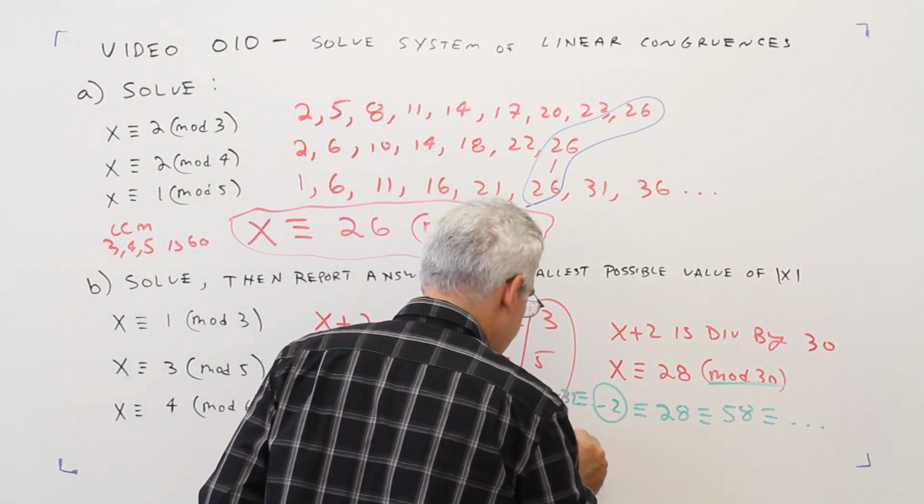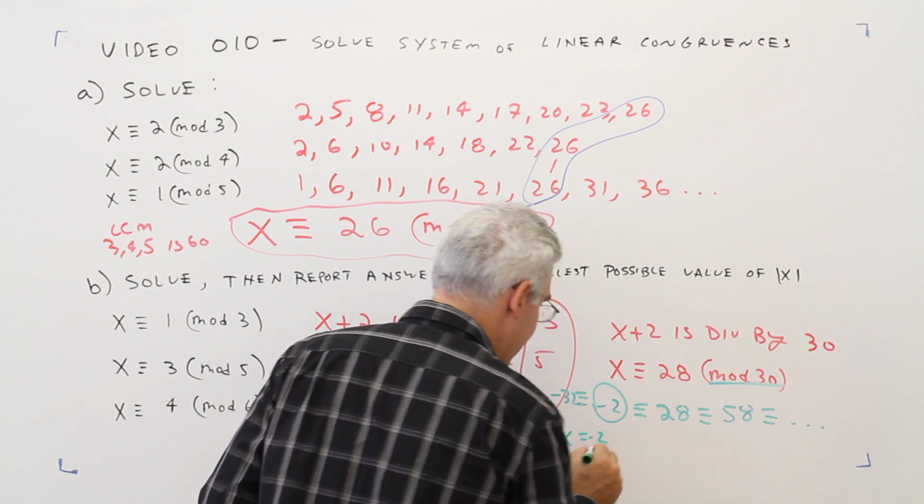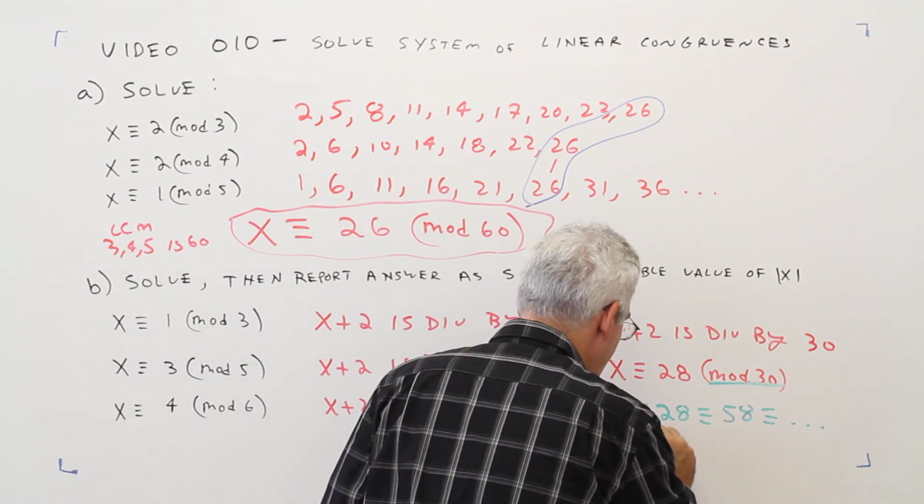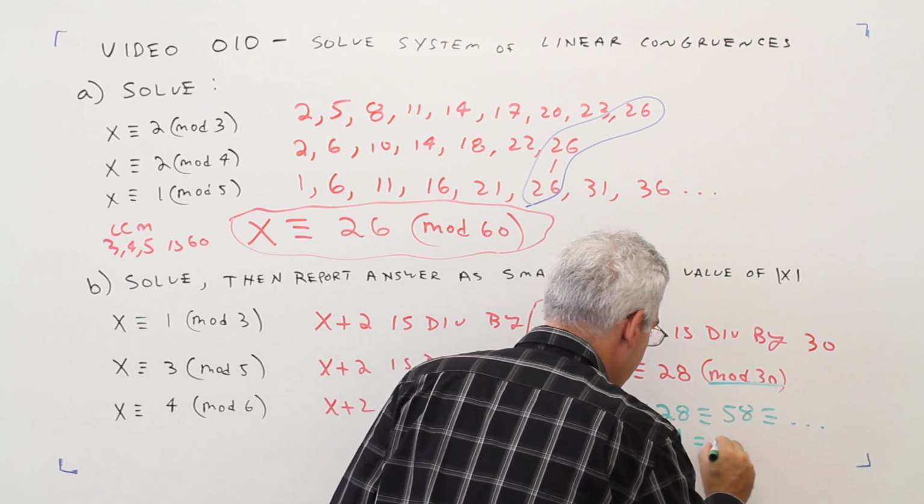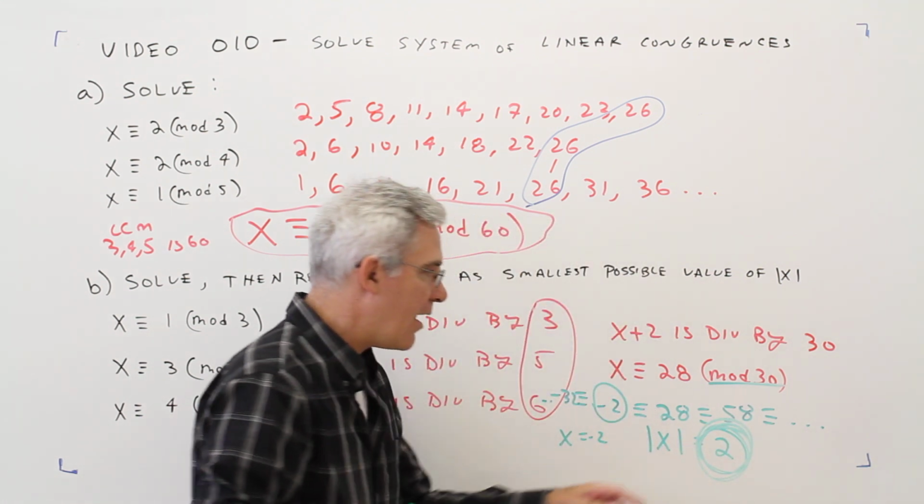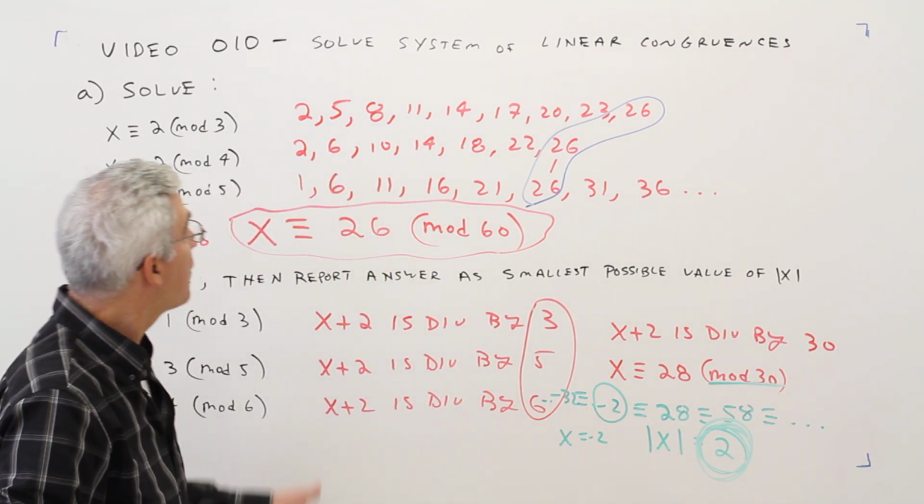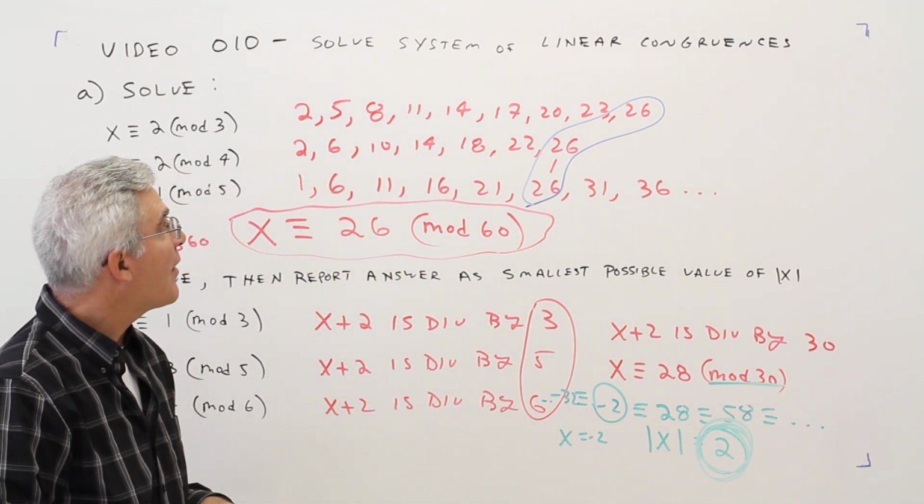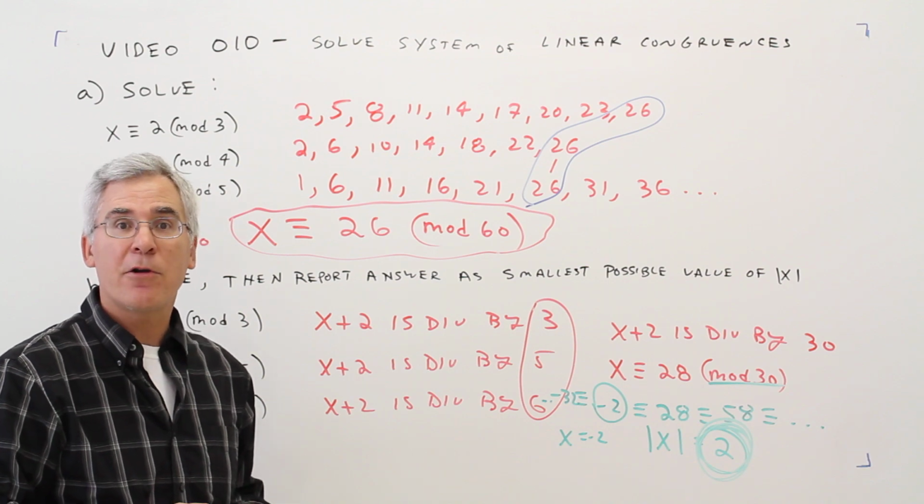So in this case, x equals negative 2 is the solution I'm going to pick, and the absolute value of x equals 2. And that's my answer. So there you have it, how to solve systems of linear congruences.